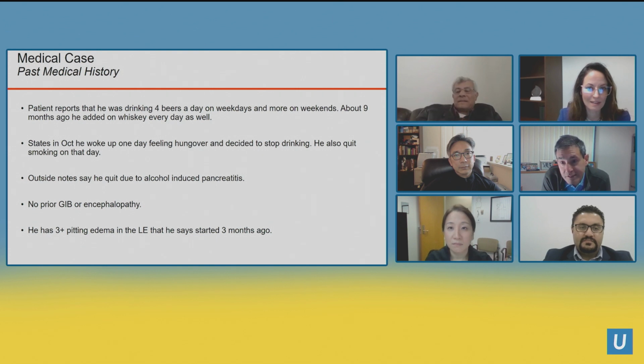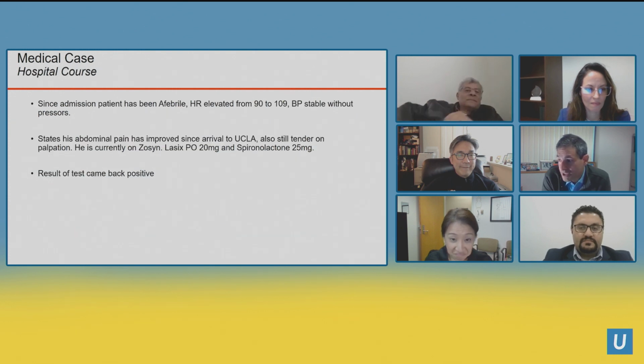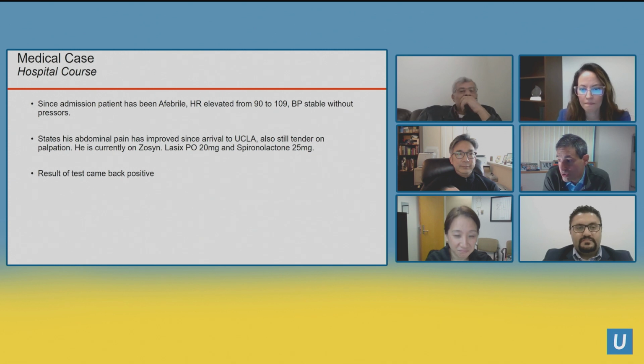But a review of the notes suggested a different history. It suggested he stopped drinking not because he was hungover, but because he had alcohol-induced pancreatitis. No history of any bleeding, no encephalopathy, and on examination he was found to have 3+ pitting edema. So he's transferred, he's been afebrile, he's a little tachycardic, and his abdominal pain has improved. He's now on antibiotics, and of course, he's on diuretics.